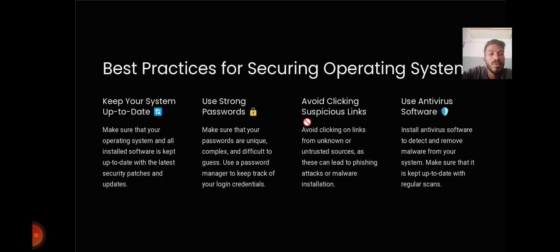Best practices for securing an operating system: keep your system up to date, use strong passwords, avoid clicking suspicious links, and use antivirus software. Make sure that your operating system and all the installed software is kept up to date with the latest security patches and updates.